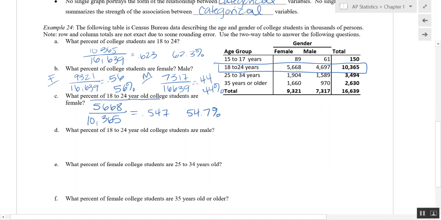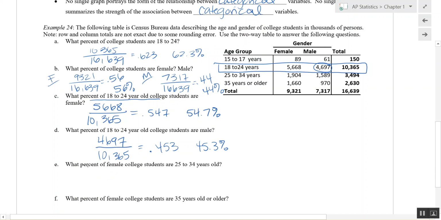What percent of 18 to 24-year-olds are male? We still have the same denominator. We're still dealing with the 18 to 24-year-olds, and now we just want to know how many of those are male. In this row, the males are right here, 4,697. Go ahead and calculate that. It's obviously the opposite of part C, so we get 0.453, 45.3%.